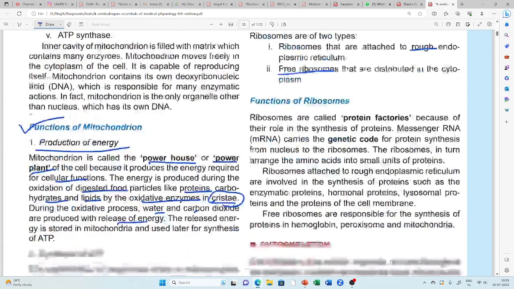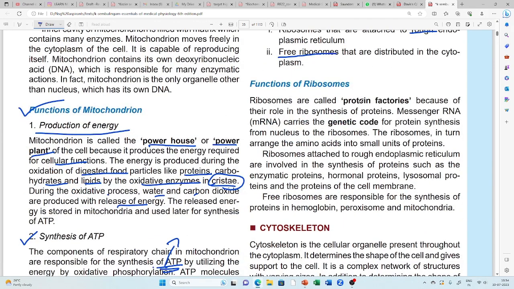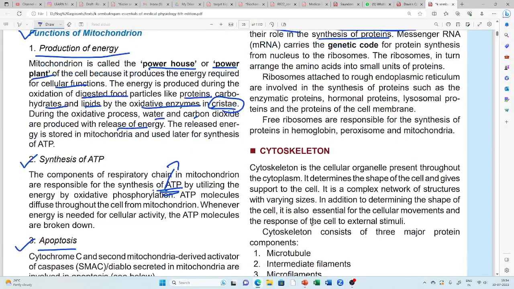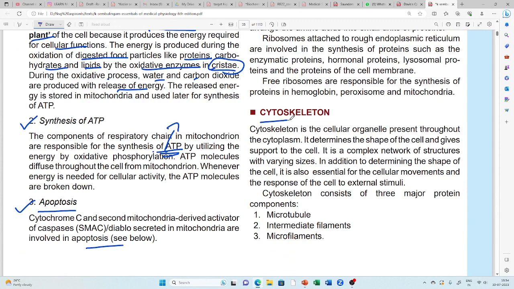What are the functions of ribosomes? Ribosomes are called the protein factory. This is also another one-word question: which organelle is known as the protein factory? That is ribosome, because of its role in the synthesis of proteins. Whatever proteins are produced in the endoplasmic reticulum will be transported to ribosomes. That's why it's known as a factory, the protein factory.